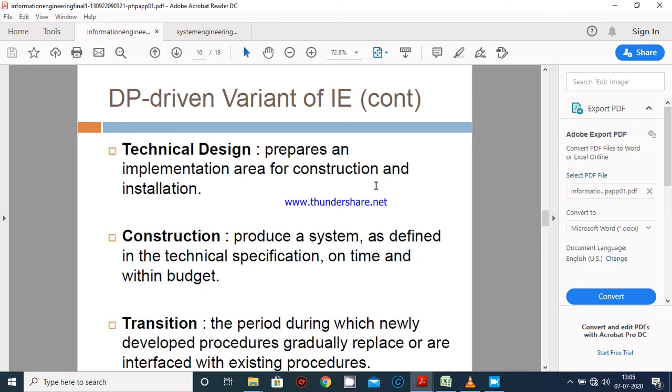Next one is technical design. Basically, technical design prepares an implementation area for construction and installation. If I talk about technical design in detail, technical design means converting the requirements mentioned in the SRS into a view form with the help of any designing technique like a flowchart, data flow diagram, or any other technical drawing tool.